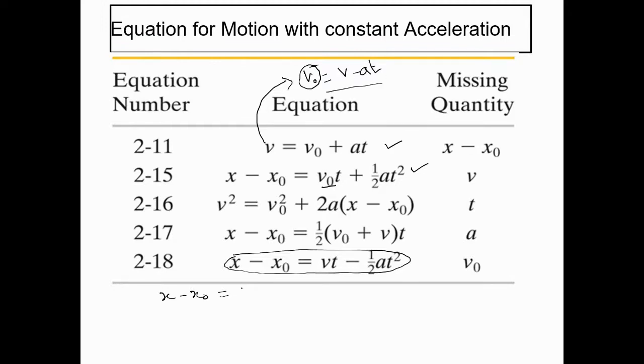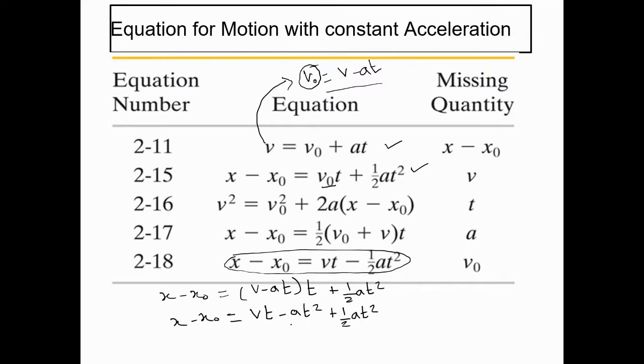So what will you get? v minus at multiplied by t, plus half at square. Understand? If you just multiply inside, what do you get? This becomes vt minus at square, plus half at square. On the left hand side, I have x minus x naught. Am I right?